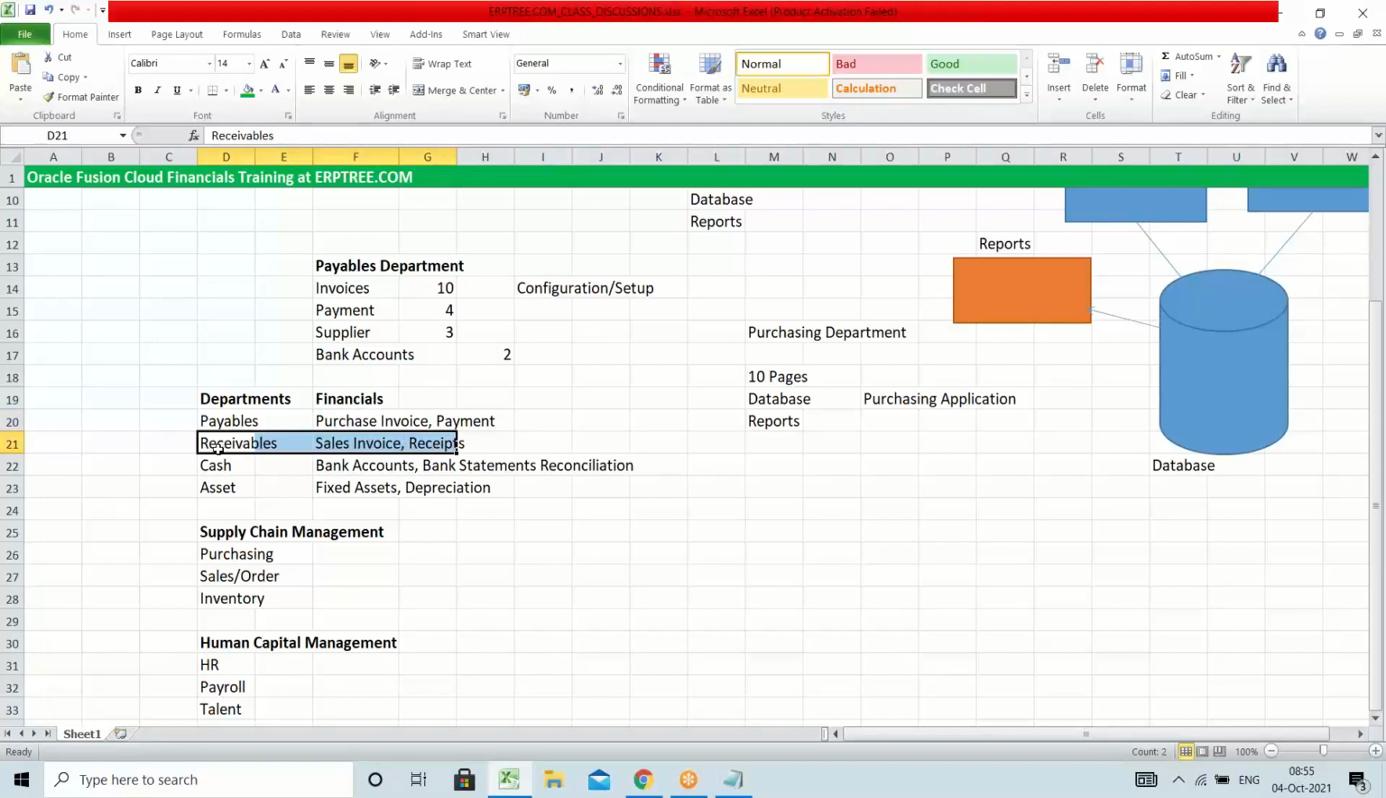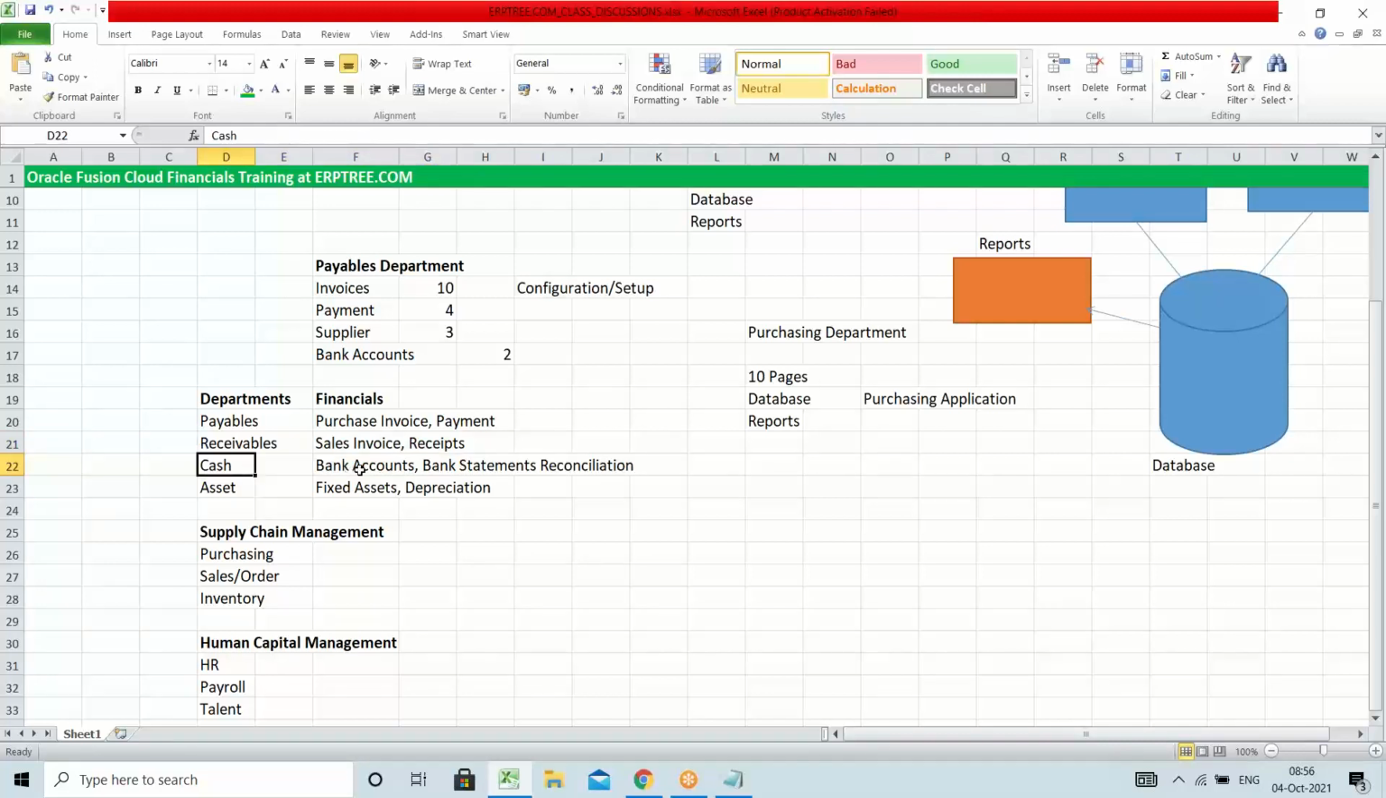The same way, receivables. As a part of financials, we have a receivables application. Who will use the receivables application? The company's receivables department can use it. We'll see how they create the sales invoices, how they create the receipts, how they can set up the receivables application to use, and how to run the reports. Everything is pretty easy. We will go to a very detailed level once we start working on that specific application.